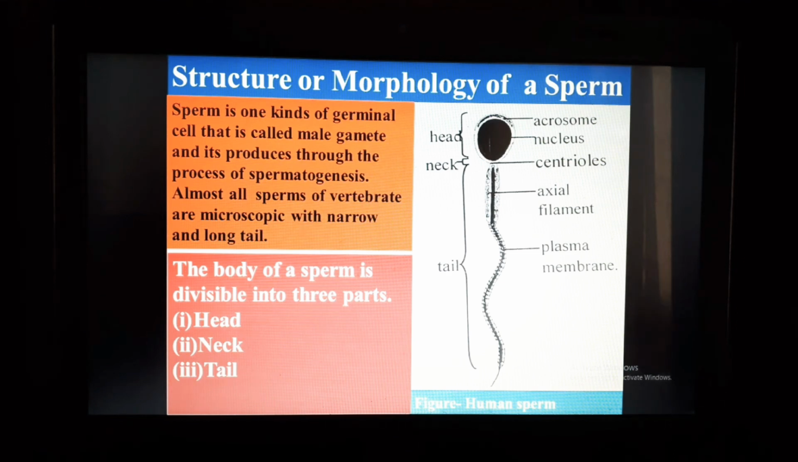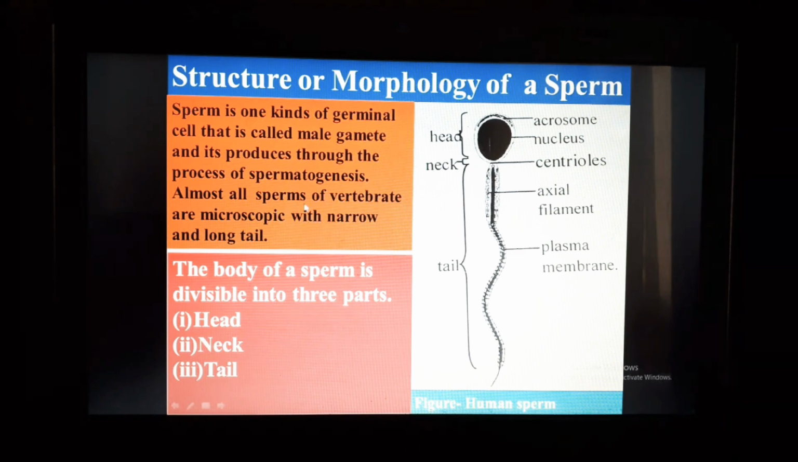Dear students, here we start with the sperm, the structure or morphology of a sperm. First of all, what is sperm? Sperm is one kind of germinal cell called the male gamete, and it is produced through the process of spermatogenesis in the male testes. Dear students, I repeat this. Sperm is one kind of germinal cell called the male gamete, produced through spermatogenesis in the male testes or male body.